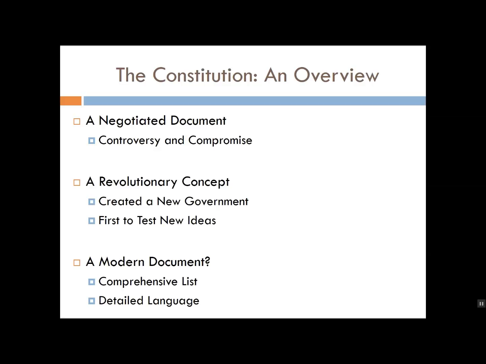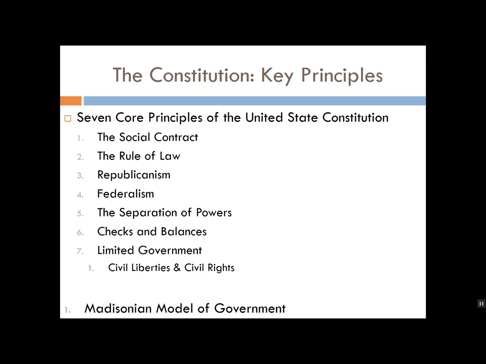So the Constitution is a negotiated document. It is not modern, but it was revolutionary at the time. And it's this last point that I want to elaborate on moving forward. I've told you now that our Constitution tried out some novel ideas. And what I would like to do moving forward is to look at what these key revolutionary principles of the Constitution actually happen to be.